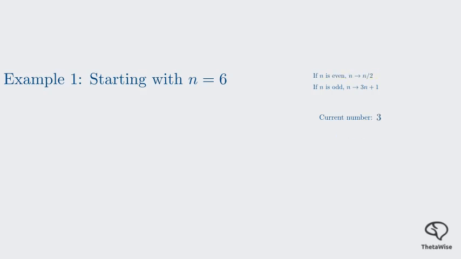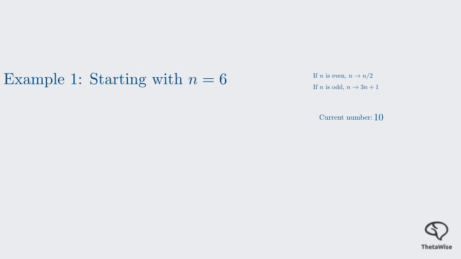Divide by 2. 6 divided by 2 is 3. Now 3 is our new number. Okay, our new number is 3. Is 3 even or odd? It's odd, so we apply our second rule. Multiply by 3 and add 1. 3 times 3 is 9, plus 1 is 10. Now 10 is our number.